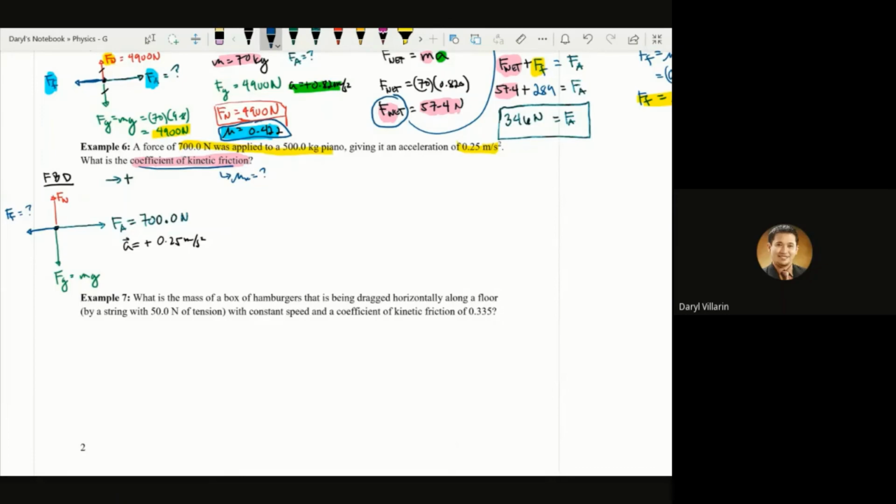So again, looking at the figure itself, I can say that Fn is just equivalent to Fg. So that means I have additional information that Fn is just equivalent to my weight. So the magnitude of the normal force and the weight are just equivalent.